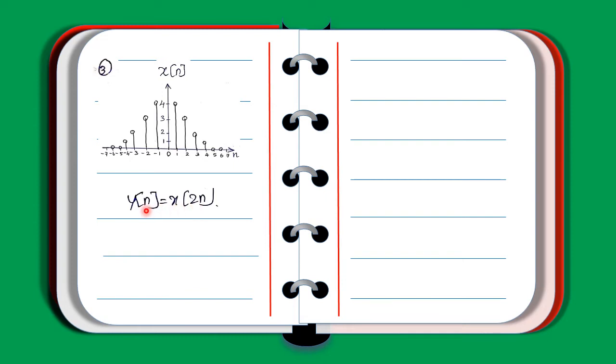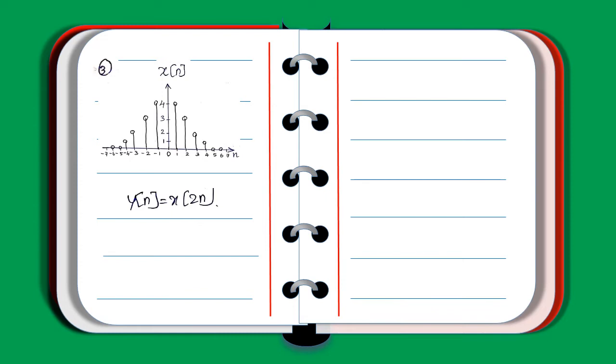Now we need to substitute for n with different values, say 0, 1, 2, 3, minus 1, minus 2, minus 3, etc. in order to find out different values of y of n. Corresponding indexes of x we have to find out. Then we should choose the values from this graph to find out what is the value of y of n.